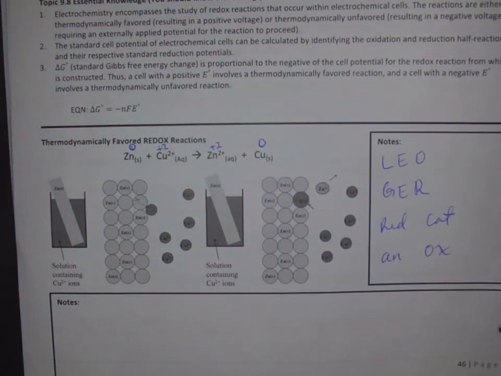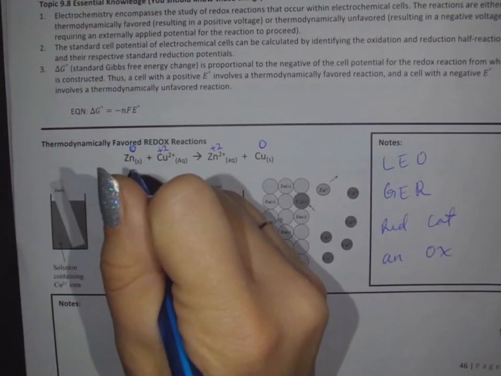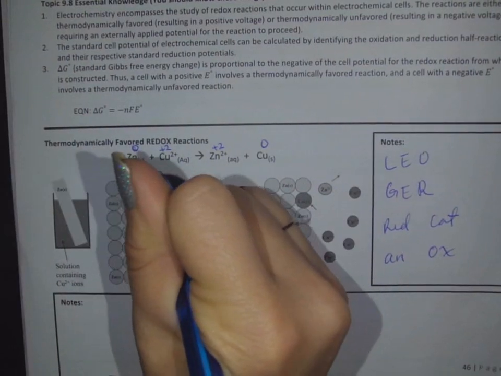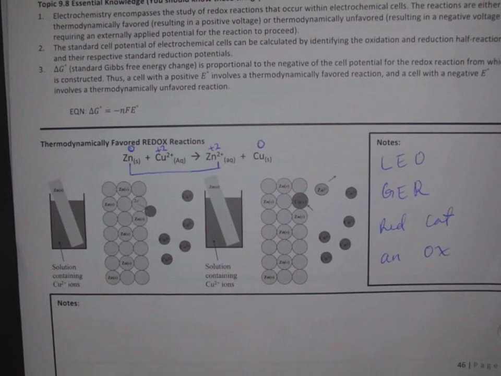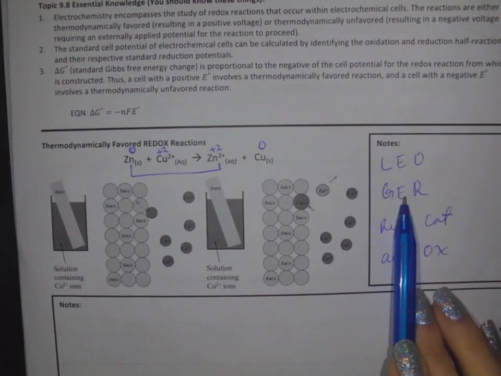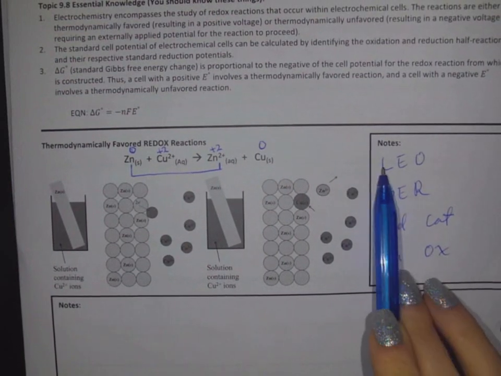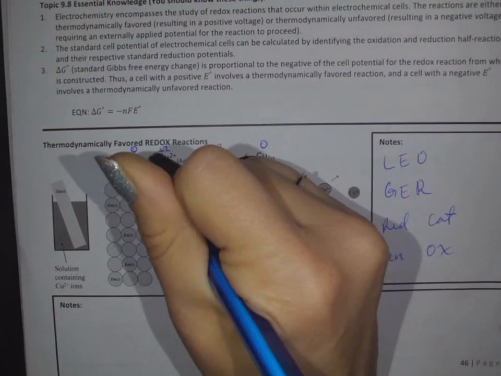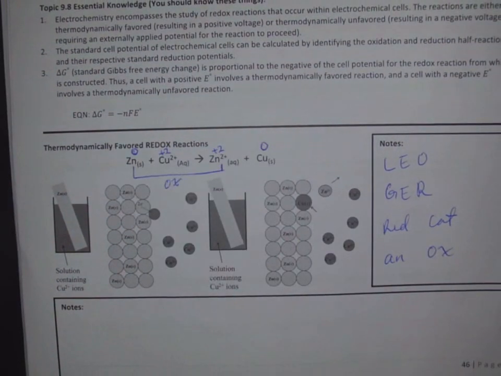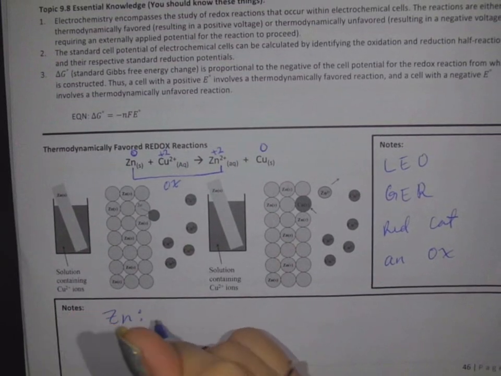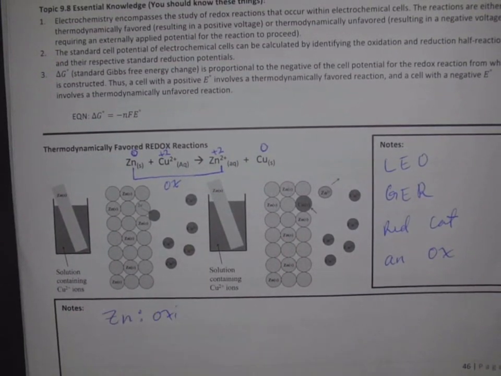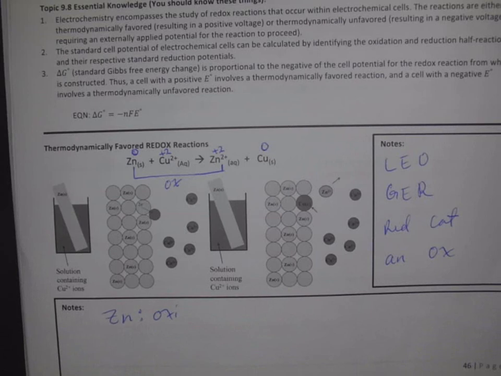Okay, so based on that, zinc went from 0 to +2. What does that mean? Losing electrons or gaining electrons? Losing electrons, so it oxidized. Okay, so zinc oxidized. What is it, the cathode or the anode? Anode.